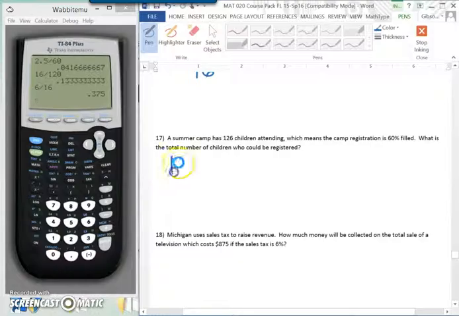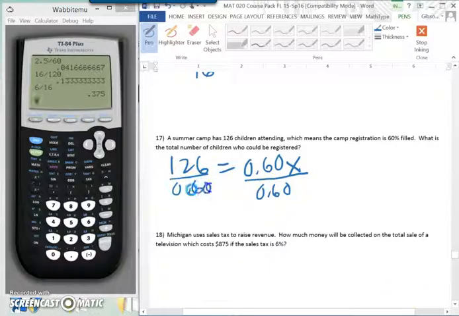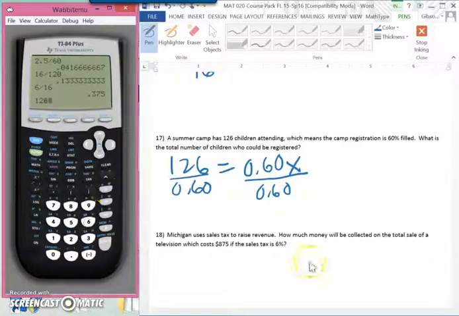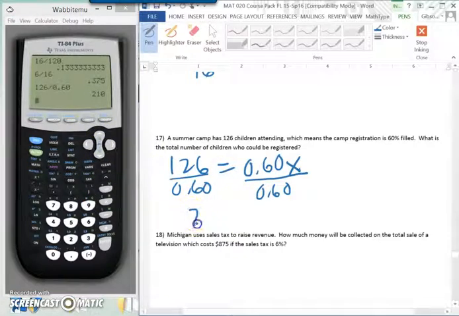So basically we have 126 is equal to 60% of whatever the total amount is. Because we don't know what the total amount is, but we know 60% of that amount is 126. So we'll divide each side by 0.60. So we'll take 126 divided by 0.60. And that gives us 210. So 210 is the answer.